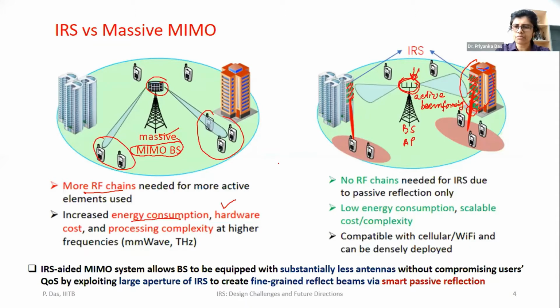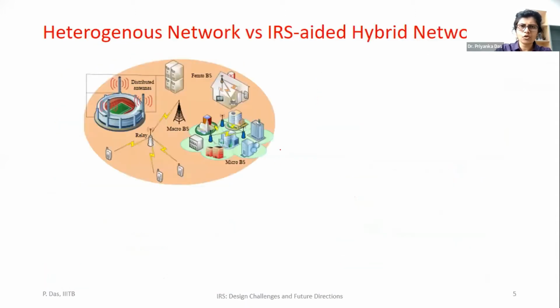That's called smart passive reflection. So where do we go? We are here today, heterogeneous network. Professor Rajarsi has mentioned, we are talking about macro base station. We are talking about femto base stations, 10-meter size, very small. Micro base station, slightly higher but less compared to macro. Distributed antennas, relays, all are active elements. This is our heterogeneous network.